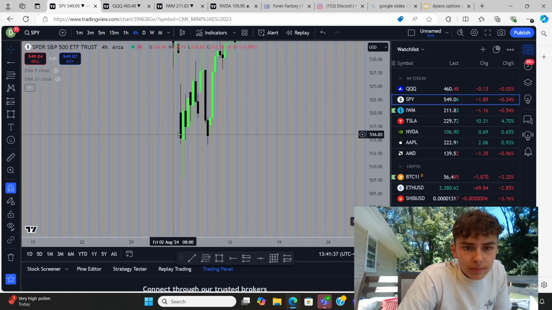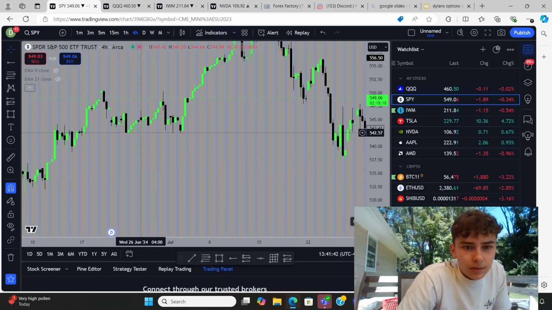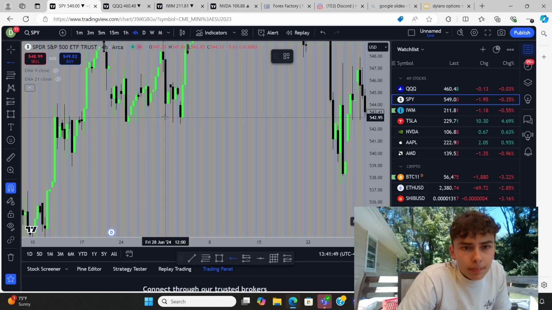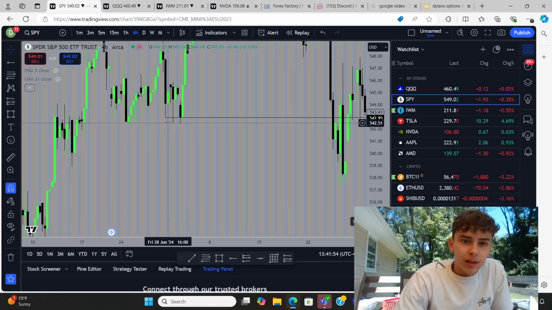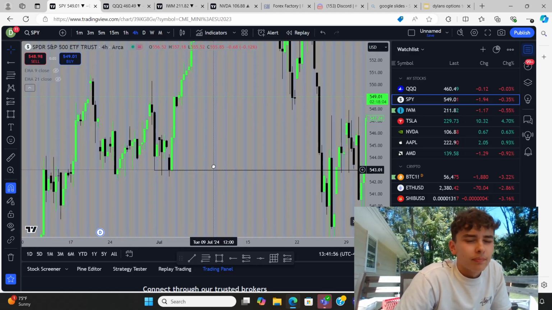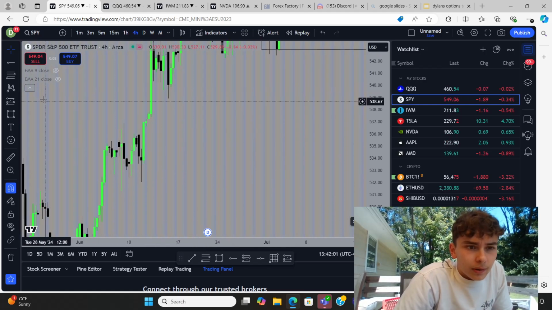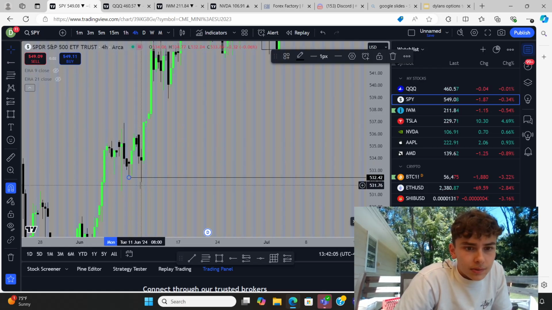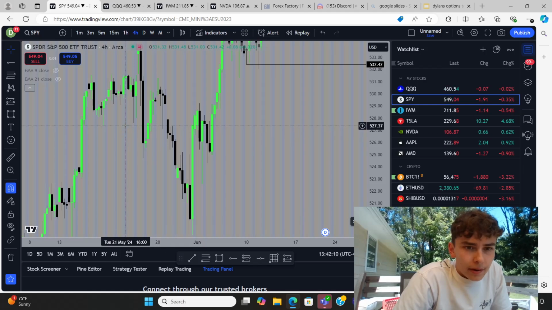Let's find some more. Okay. Boom. Prominent low. Swept. The body of the candle is not below it, just the wicks. Boom. Let's find some more. Right here, 4 hour low. Liquidity sweep. Boom. Let's find some more.